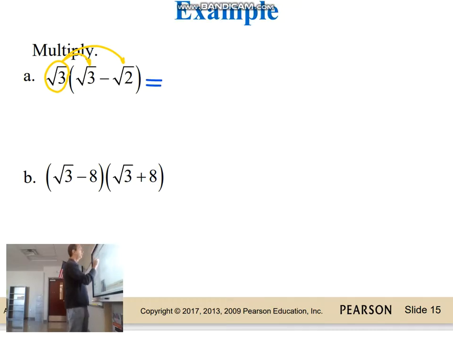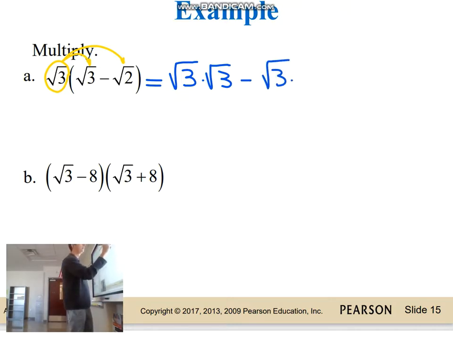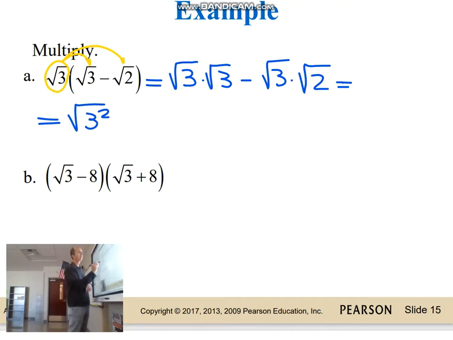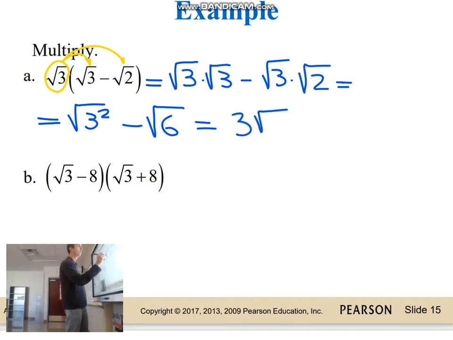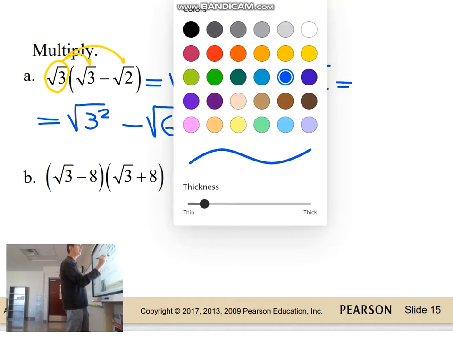Equals, let me do it step by step so we can see what we are doing. Square root of 3 times square root of 3 minus square root of 3 times square root of 2. Apply the product rule. Remember the product rule from last section? Square root of 3 squared minus square root of 6, and square root of 3 squared is 3, minus square root of 6. That is the answer.